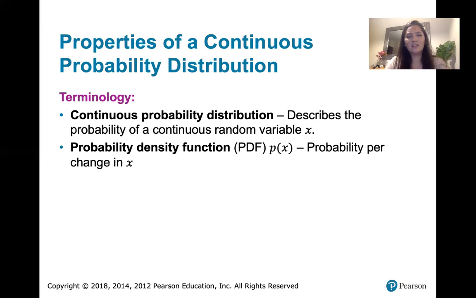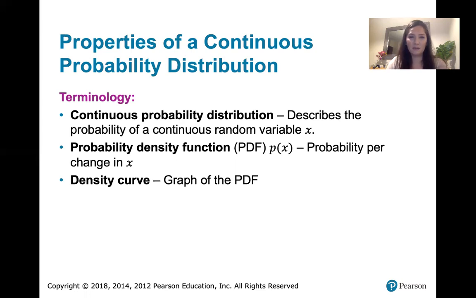Now, I don't want you to get too hung up on that detail. My point with including it is that this p of x does not give you the exact probability. If you want probability, you're going to have to look at areas under the curve. Now, when you graph that probability density function, we call that a probability density curve, or sometimes just the density curve. That's the graph of the PDF.